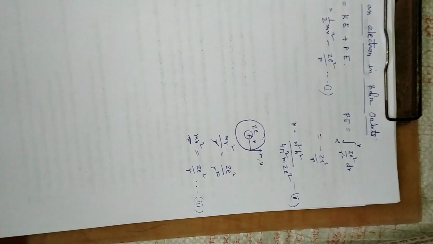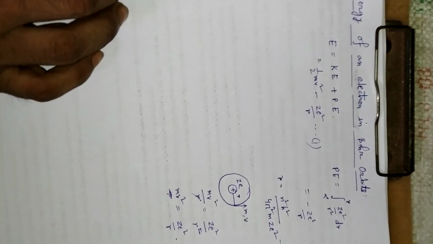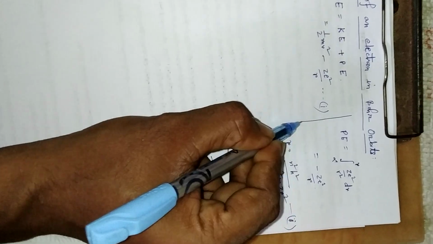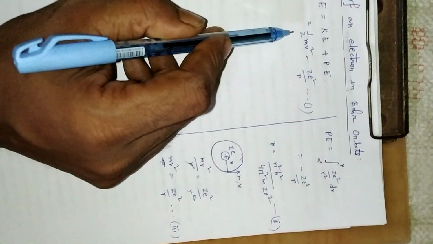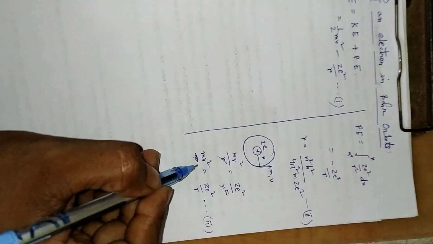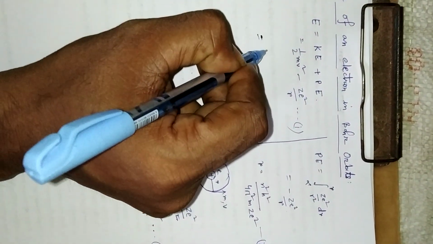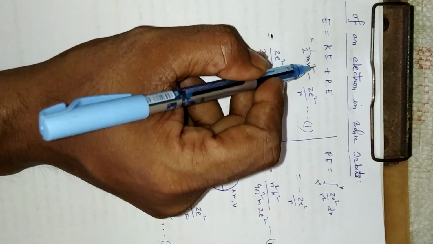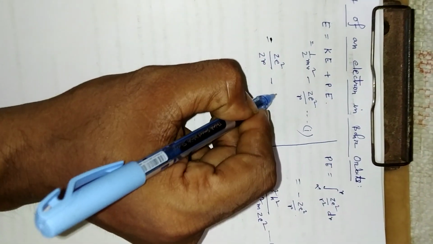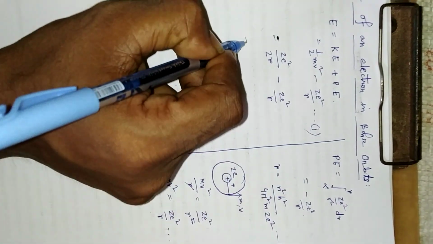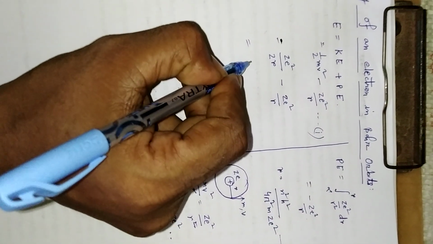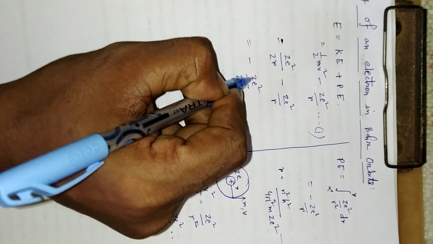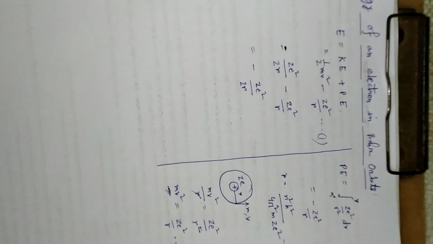Now if we combine expressions 1, 2 and 3, we will get the energy of the electron in Bohr's orbit. In this expression, if we put mv square equals z square by r, we get z square by 2r. In place of mv square, I am writing z square by r, minus z square by r. So the resultant is minus z square by 2r.